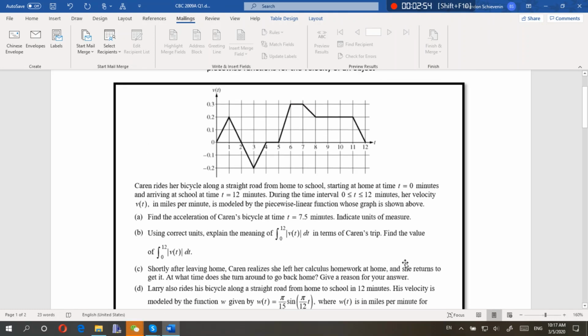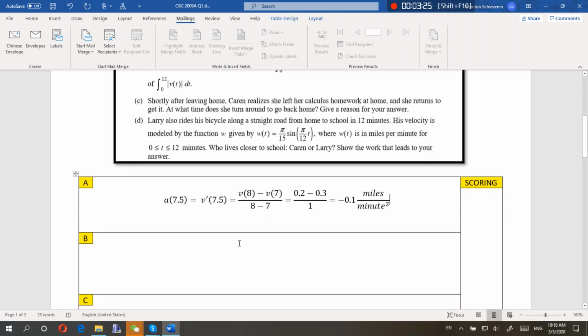And then I want you to explain the meaning of the integral from 0 to 12 of the absolute value of the velocity in terms of the trip, and then find the value. So that's the total distance. Total distance that Karen rides her bicycle along the road from home to school, from t equals 0 to t equals 12. Okay, I like it.